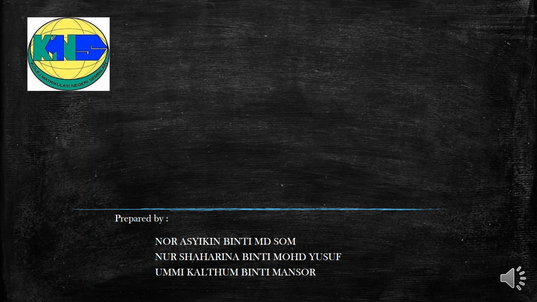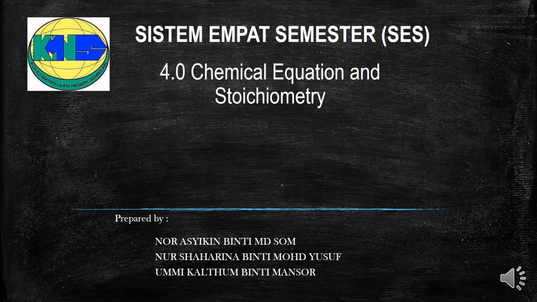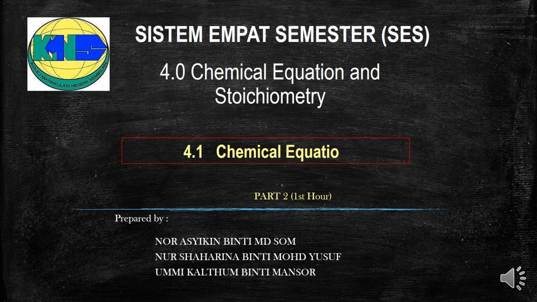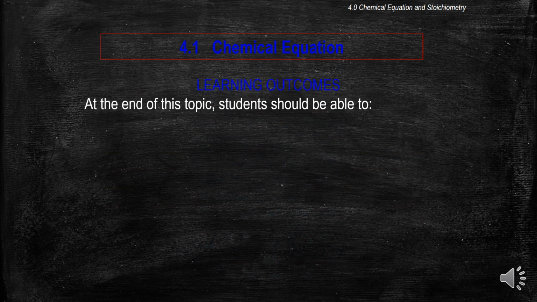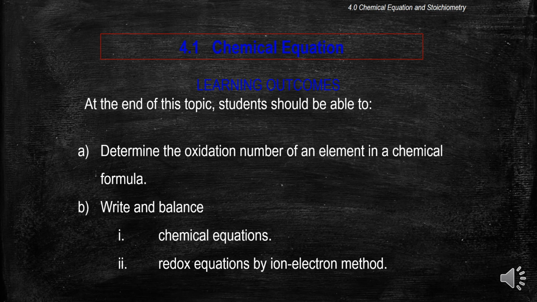Today, we will continue Chapter 4, Chemical Equation and Stoichiometry. Part 2, First Hour, 4.1, Chemical Equation. Learning outcome: at the end of this topic, students should be able to write and balance chemical equations using the inspection method.